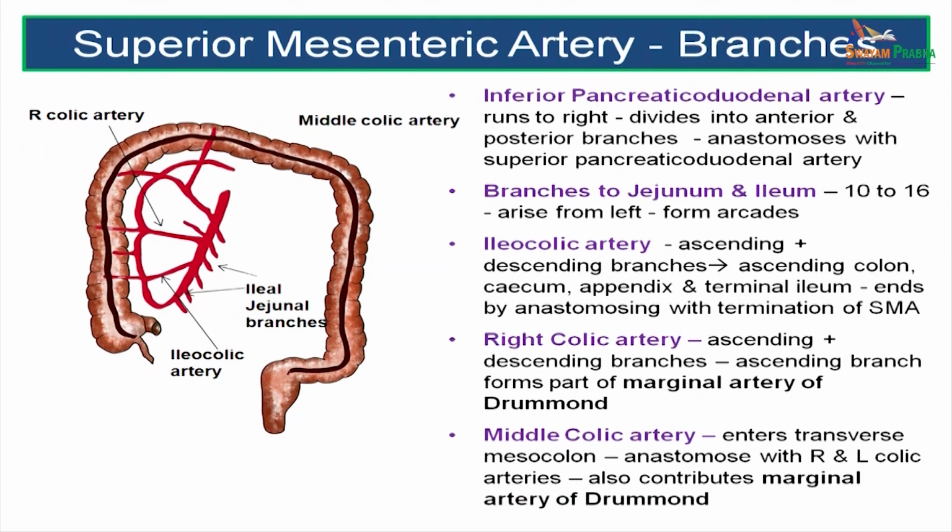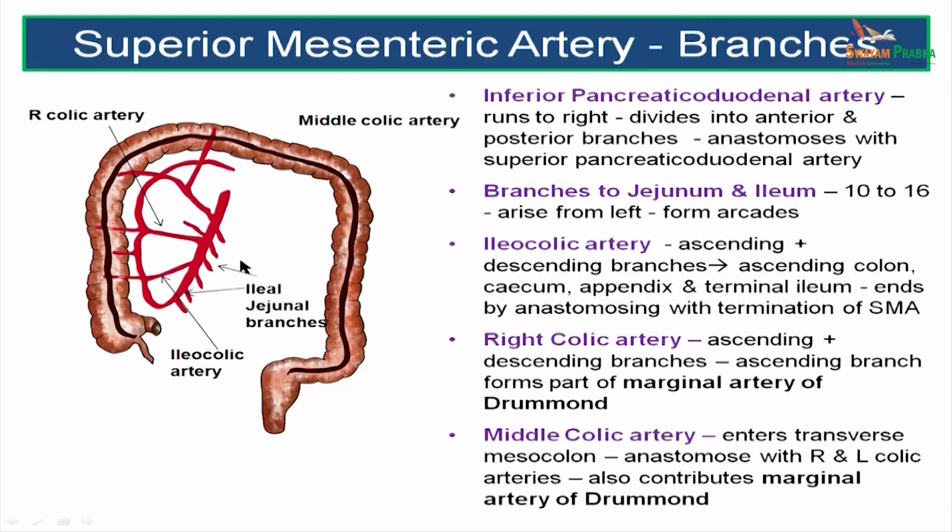What are the branches of the superior mesenteric artery? As I said, it is the artery of the embryonic midgut. It is going to have branches supplying the duodenum, the jejunum and the ileum. So, it gives off the inferior pancreatico-duodenal artery. It gives off, you can see here, numerous ileal and jejunal branches from its left side.